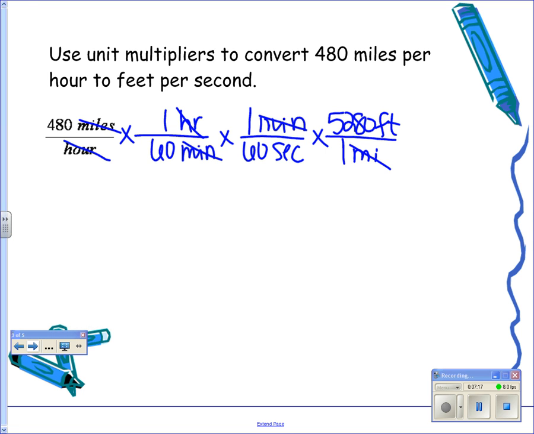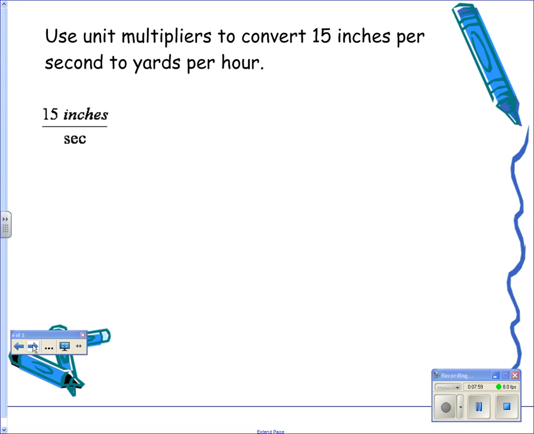Do we have it in the correct units? Miles have to cancel out, and hours have to cancel out, so hour has to go on top. What would you get for this actual answer? Does that make sense? Any questions on how to get the 704 feet per second? None? Okay. Looking at one more.